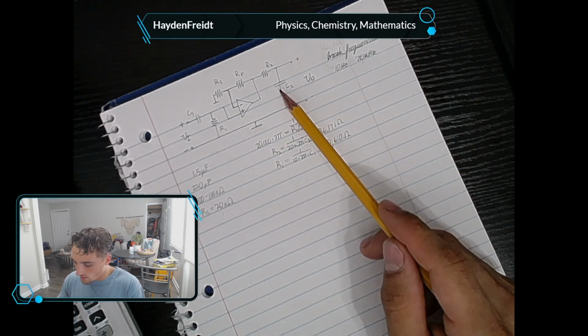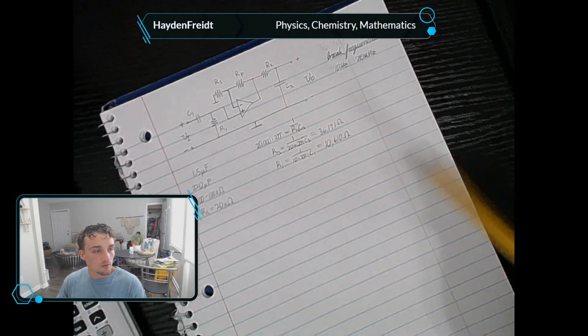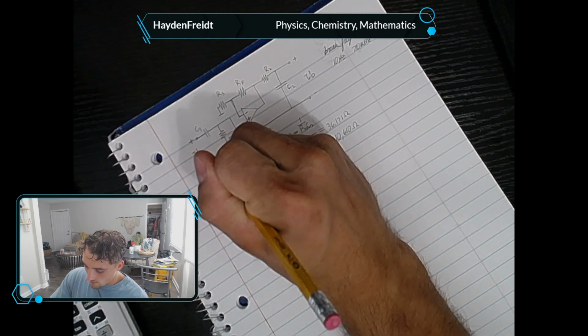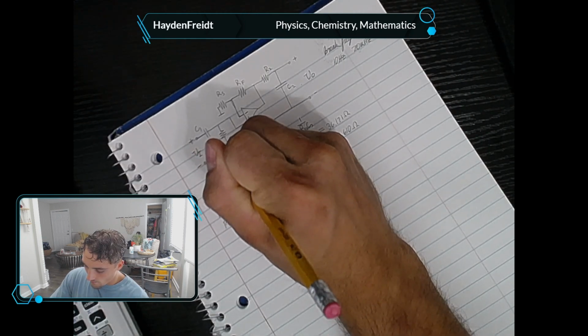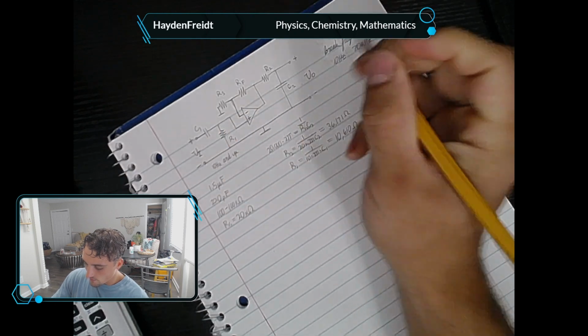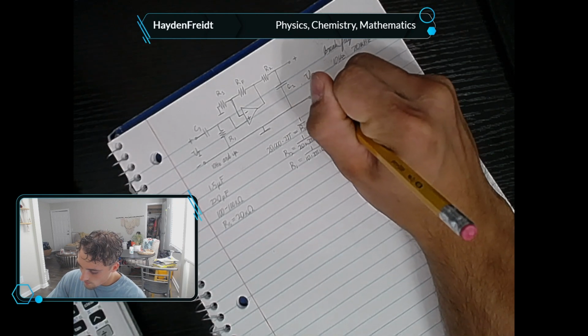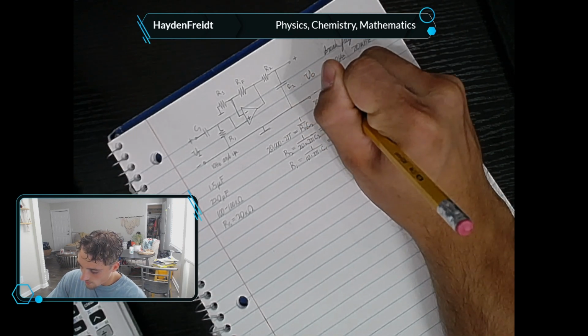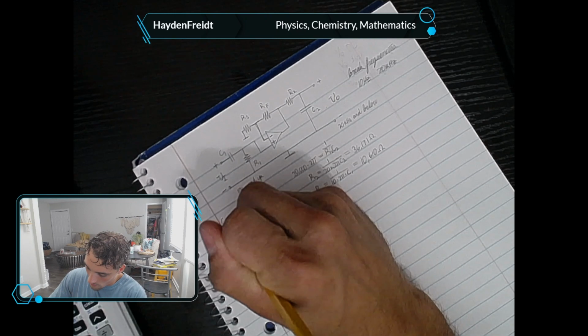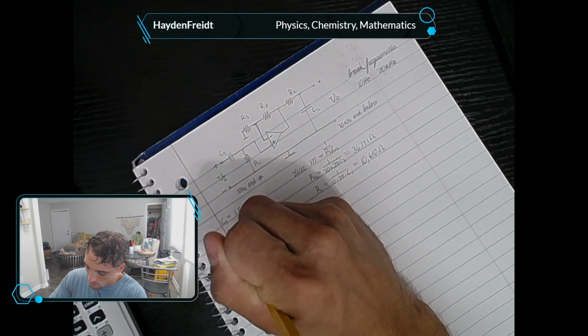We're applying the 10 hertz to the high pass filter because we want 10 hertz and up. We're applying 20 kilohertz to the low pass filter because we want below 20 kilohertz. 10 hertz and up, 20 kilohertz and below. This is C1, this is C2.